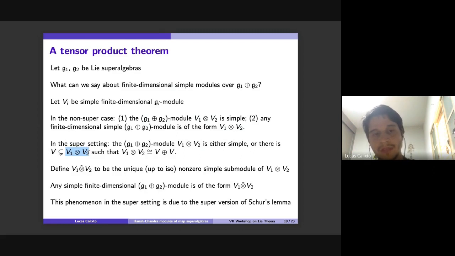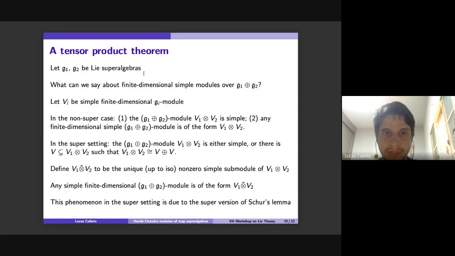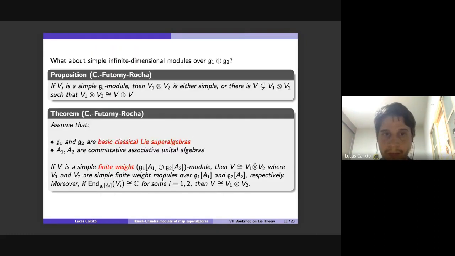So if you take two simple modules and you tensor these two, you can have a module which is not simple for the direct sum. Okay, so what about simple infinite dimensional modules over the direct sum? Everything here was finite dimensional. Surprisingly, we tried to find and asked people, but it seemed that there was no result about these modules. So this is the first technical result in the article.